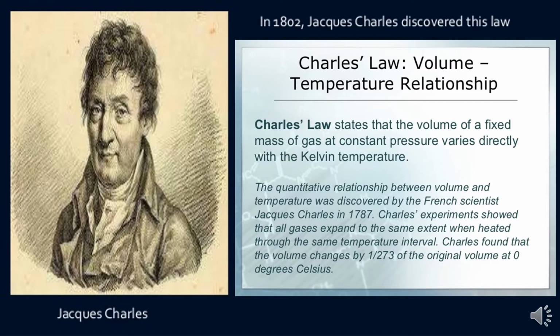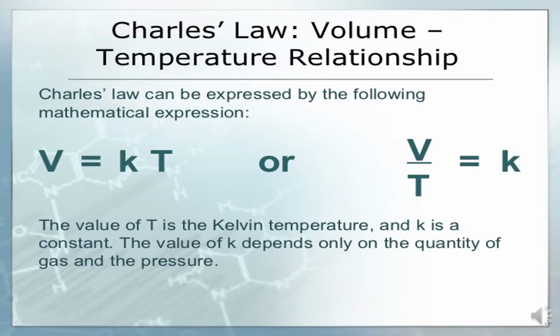Otherwise, if we consider temperature in degrees Celsius, then the law is defined as: the volume of a fixed mass of a gas at constant pressure increases or decreases by 1 over 273 of the original volume at 0 degrees Celsius. The mathematical formulation for this law can be written as V is directly proportional to T in Kelvin, or V is equal to KT, or V over T is equal to K. That means the ratio of volume and Kelvin temperature for a particular gas at constant pressure is always a constant term.